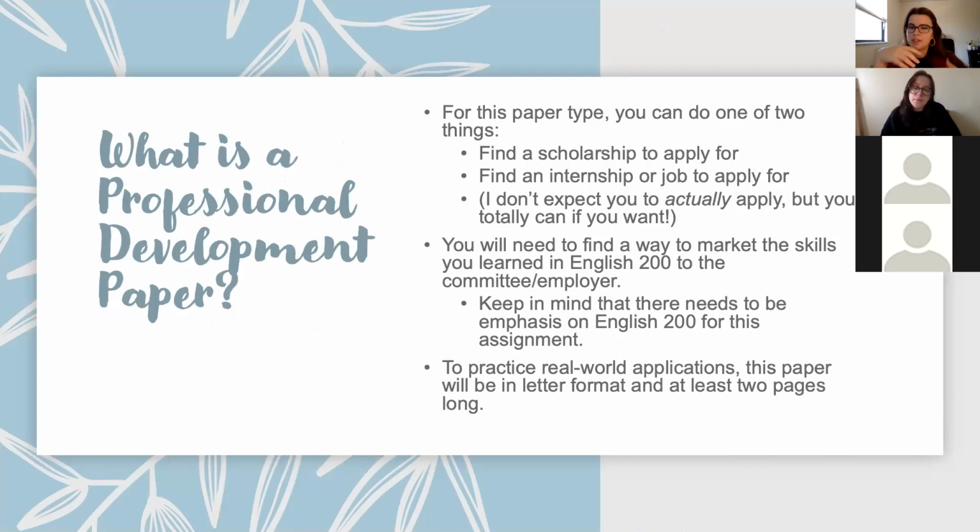So the first type, the professional development paper, can be done one of 2 ways. You can find a scholarship to apply for or an internship or job to apply for. I don't expect you to actually apply for either of those things, but I do want you to have a specific audience that you are writing to, a specific purpose for this paper. It can't just be a general application. It needs to be directed to someone.